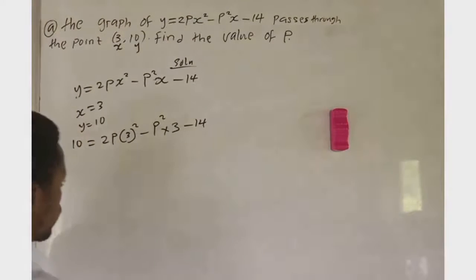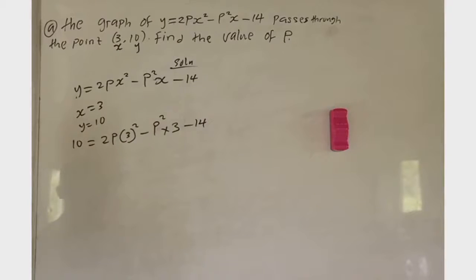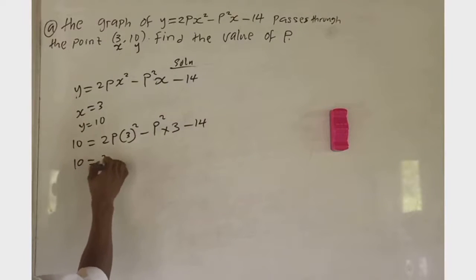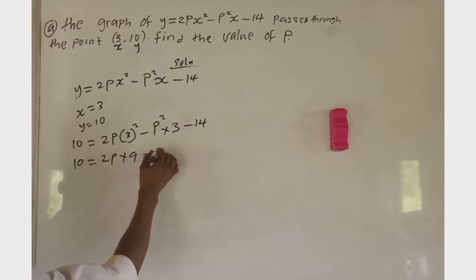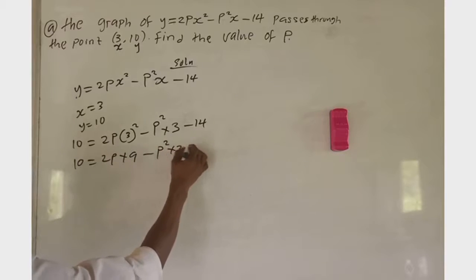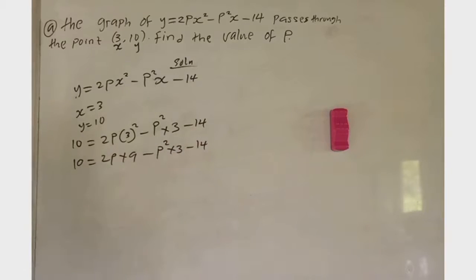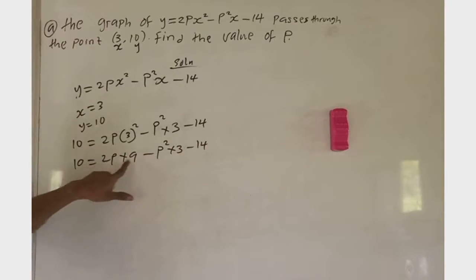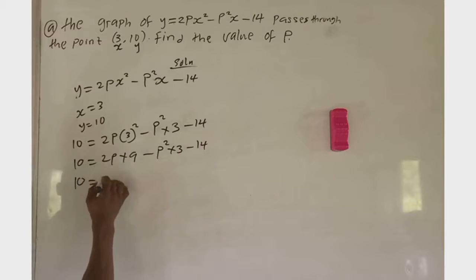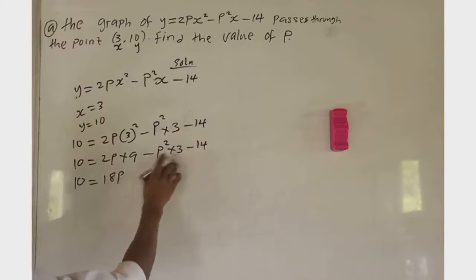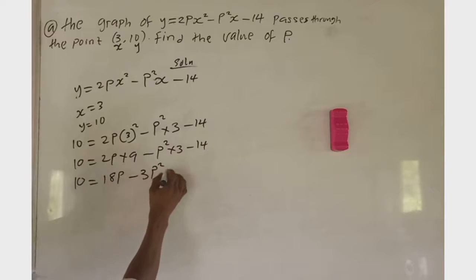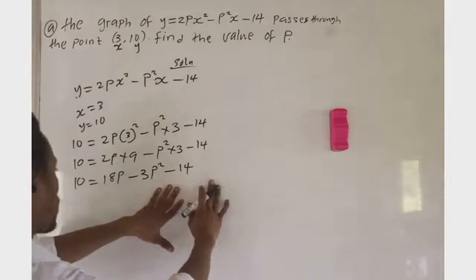Now let's open the bracket first. 3 raised to power 2 is 3 times 3, which gives 9. So here we have 10 is equal to 2p multiplied by 9, minus p squared multiplied by 3, minus 14. Let's use this 2 to multiply by this 9: 2 times 9 is 18. So 10 is equal to 18p, then 3 times p squared gives minus 3p squared, minus 14.